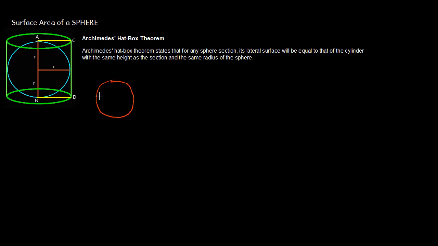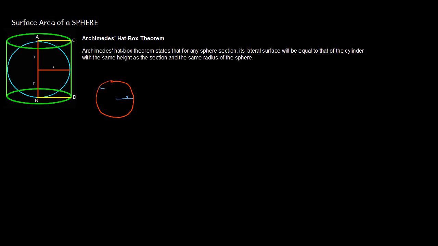the sphere. So before we start off with the diagram, let's understand the famous Archimedes hat box theorem. What it says is, if I take any section of the sphere, its lateral surface is equal to the lateral surface of the cylinder of the same height with the same radius of the sphere. So let's just take this as my radius r.